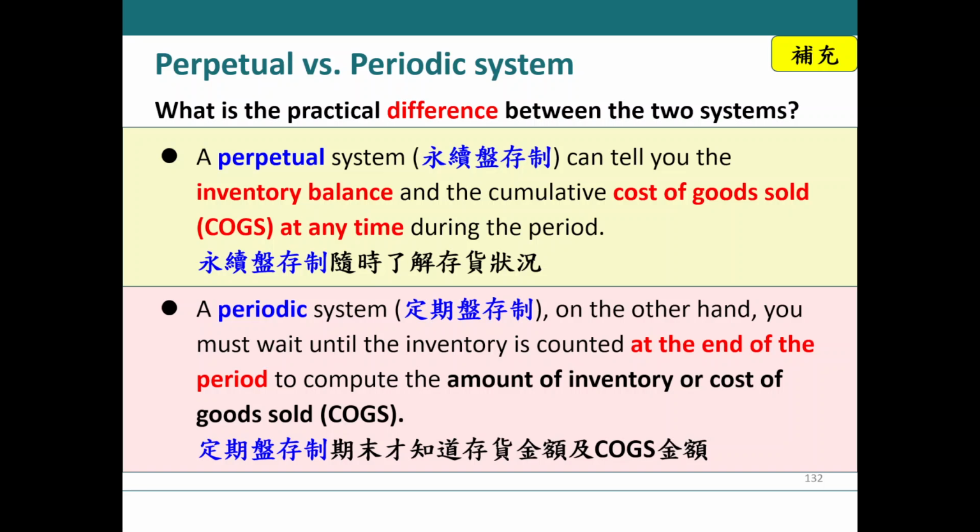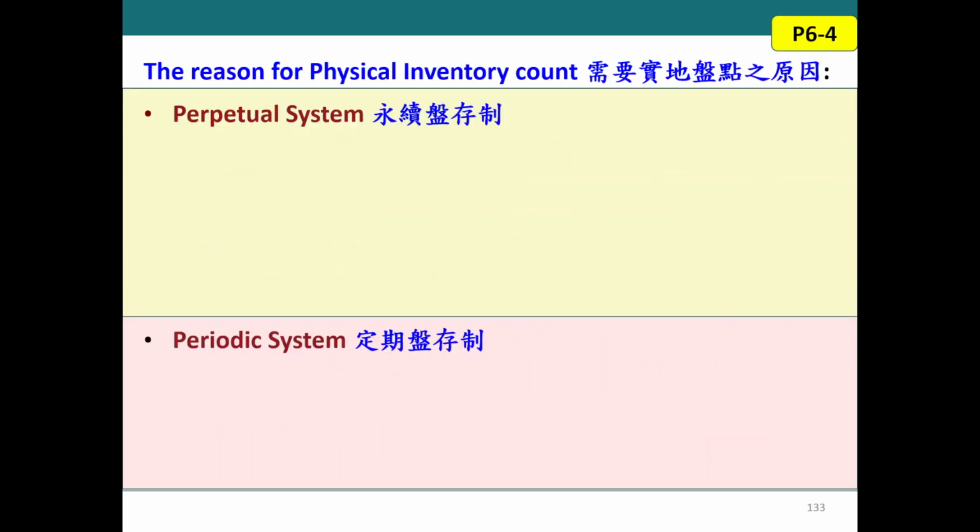Yes. For perpetual, we know cost of goods sold. We know inventory on hand. We know how many inventory lost. We know everything. But for periodic, we don't know everything, right? So that's why it's better to use perpetual, because they will have good inventory controls. For periodic, even though your inventory is lost, you don't know the numbers, you don't know the situations.